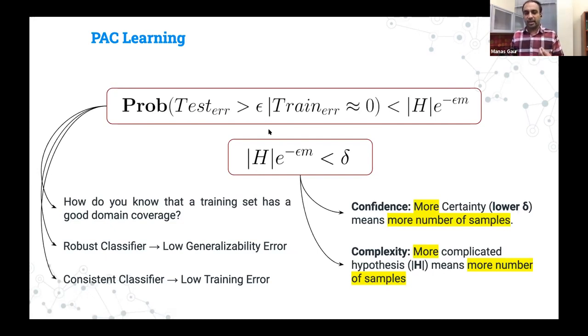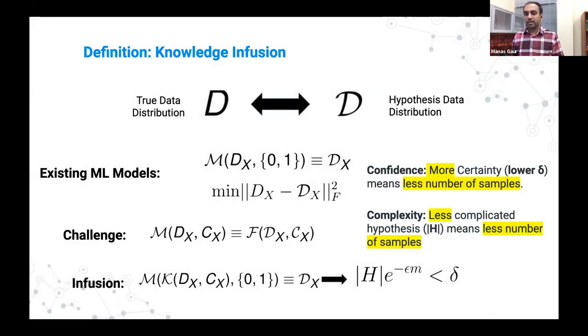The interesting opportunity that you receive based on this PAC learning concept is confidence and complexity, and also attainment of a robust classifier, which is more or less a consistent classifier as well. Confidence is basically that you want more certainty in your model, which requires more samples. So this algorithm shows that when you want more certainty in your data, you need more samples. In terms of complexity, when you have a more complicated hypothesis, in order to prove that hypothesis, you need more samples. So the idea for knowledge-infused learning is to gain confidence and minimize the complexity. In that case, you want a less complicated hypothesis, which results in a reduction of the data samples you need. It's a pretty interesting trade-off between confidence and complexity, which drives the concept for knowledge infusion.